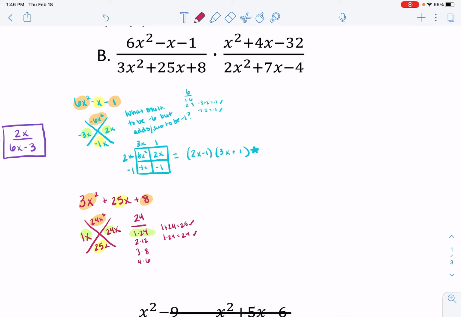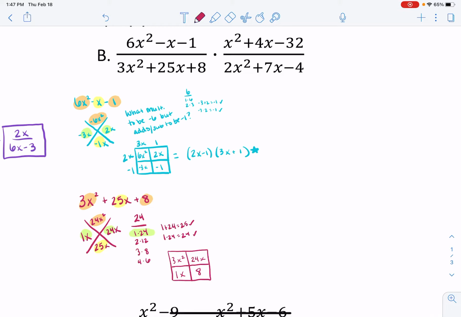So then I'll make my box. All right, so I'll put the original 3x squared here and the 8 here. I've got 1x and 24x. Okay, so we've got the 3x came from here, 3x squared. 8 came from the original, and then the 1x and 24x came from our diamond.